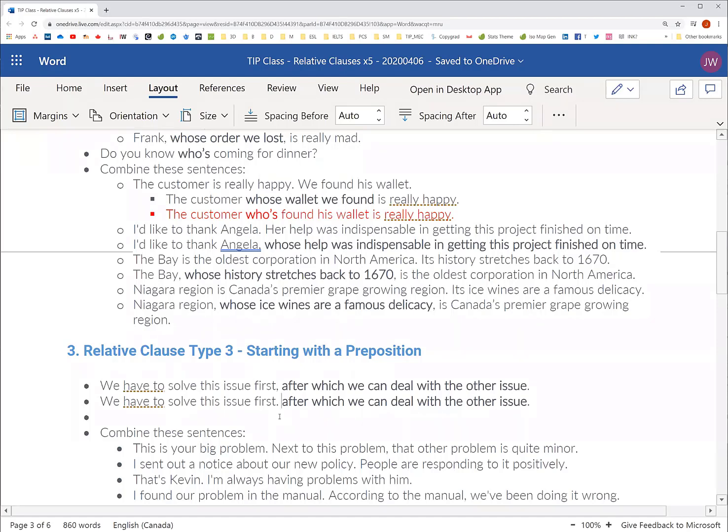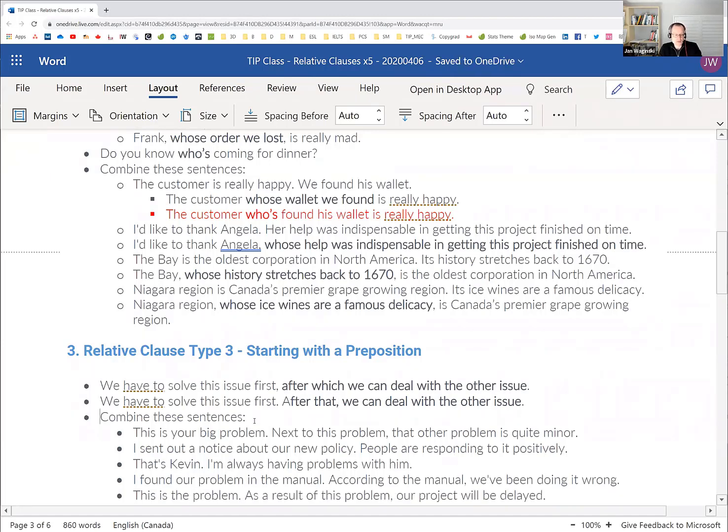Like I should make it simpler? Well, yeah. What's the second sentence going to be? Just a simple sentence. After which we can deal with the other issue. Not quite. It would just be "after that," or "after," or "afterwards," whatever you want.